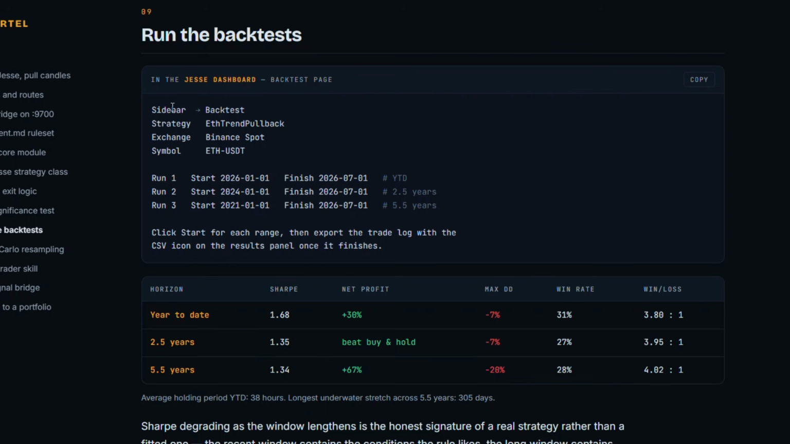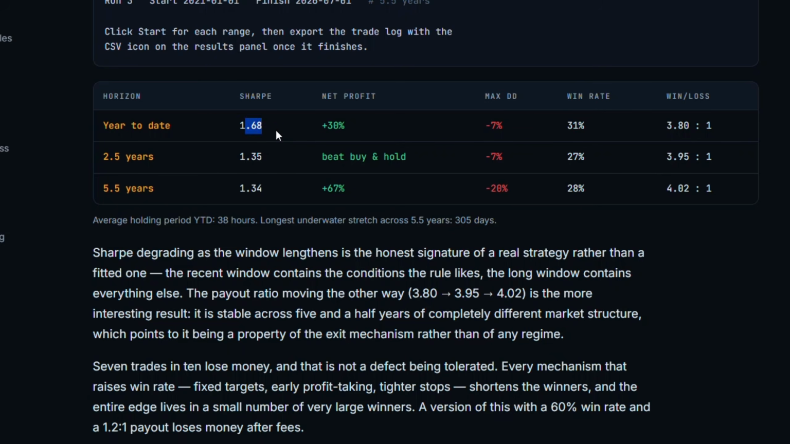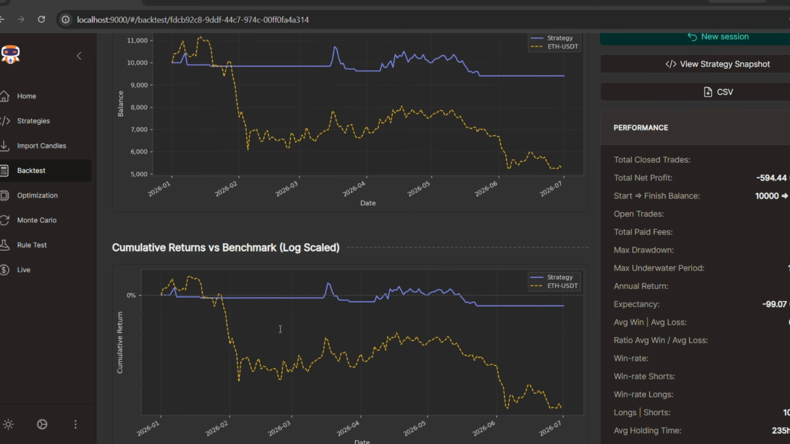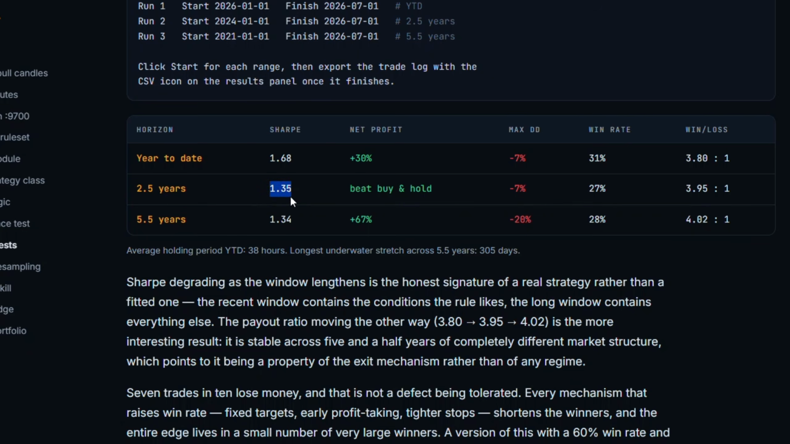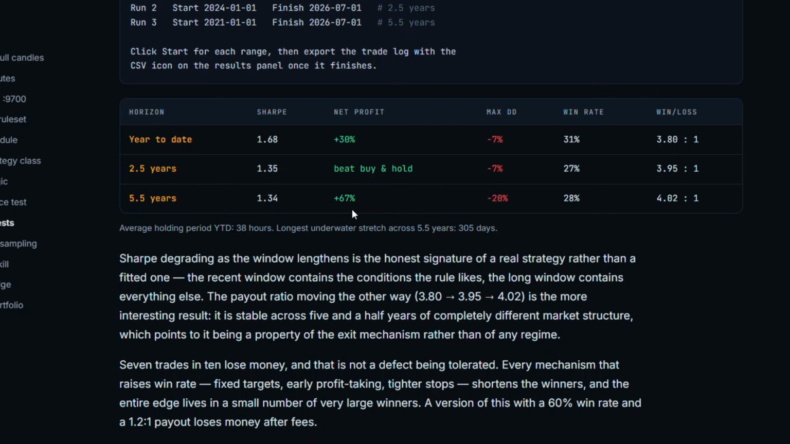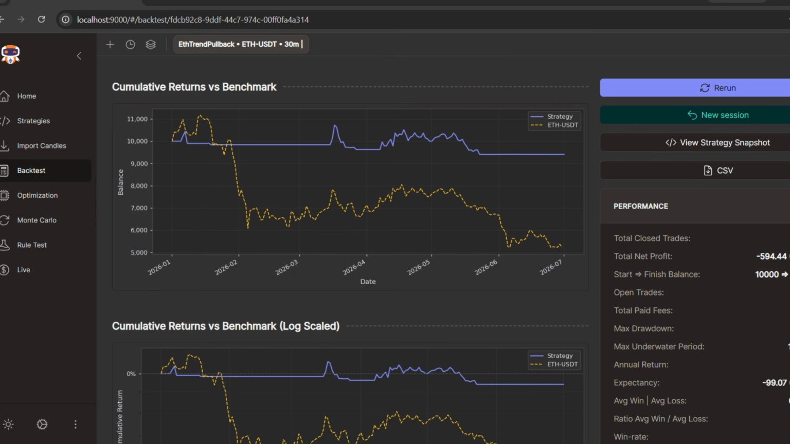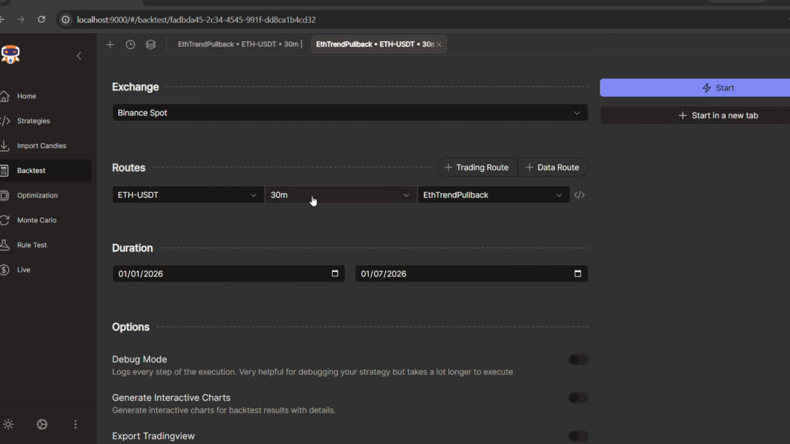First, the numbers. Year-to-date, Sharpe of 1.68, 30% net, 7% drawdown, a 3.8 to 1 payout. 2.5 years, Sharpe drops to 1.35. 5.5 years, 1.34, 67% net, and the drawdown opens to 20%. Sharpe degrading as the window lengthens is the honest signature of a real strategy rather than a fitted one.